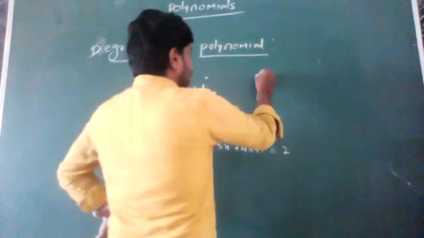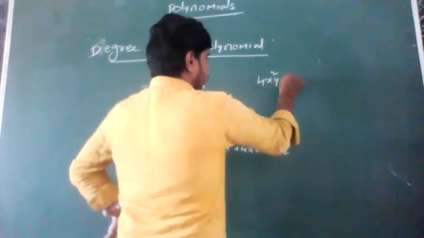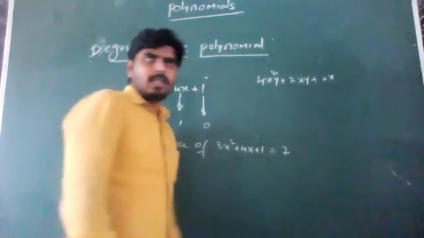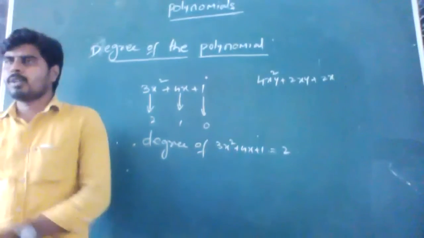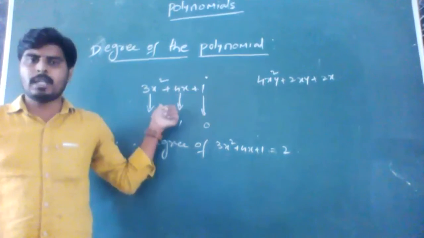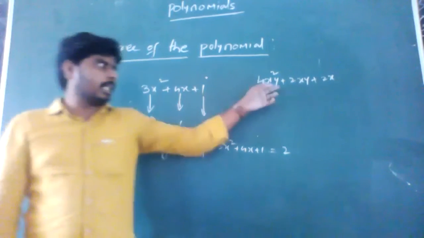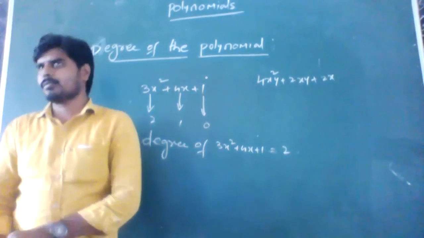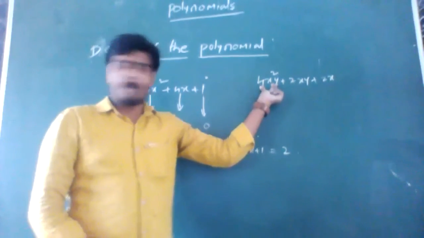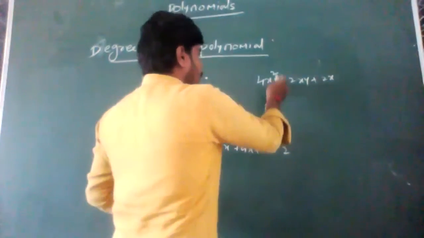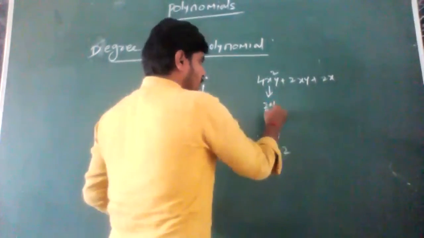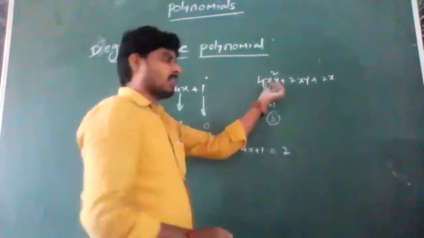Suppose see 4x square y plus 2xy plus 2x. Is it a polynomial? Yes, it is a polynomial in two variables. What about the degree of this polynomial? Degree of the first term: the two variables, right? The exponent of x is 2, y is 1, 2 plus 1 is 3, the degree of the first term.